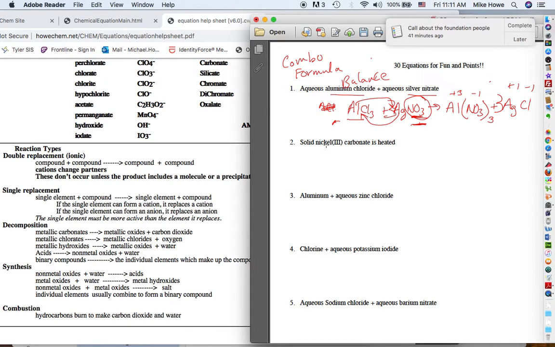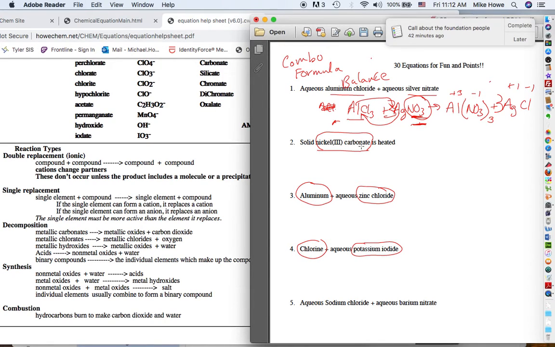All right, for the next couple, I'm going to just talk to you about types of reactions. So this one says solid nickel(III) carbonate is heated. You recognize that's a compound? But it's only one thing. That is one substance. It's a compound, nickel(III) carbonate. Down here, you recognize you got a single element aluminum and a compound zinc chloride. Here you've got a single element chlorine and a compound potassium iodide.